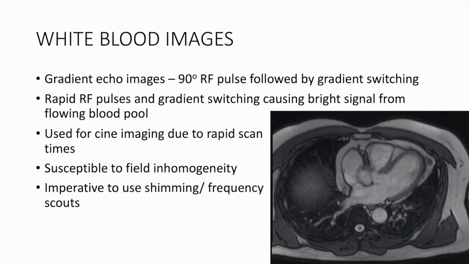Gradient echo sequences produce white blood contrast due to rapid RF deposition and gradient switching, causing a saturation of static tissue and bright signal from flowing blood. The white blood images are used for Cine sequences due to their rapid scan times, but are susceptible to field inhomogeneities. So, it is imperative to use shimming or frequency scouts while doing gradient echo sequences.